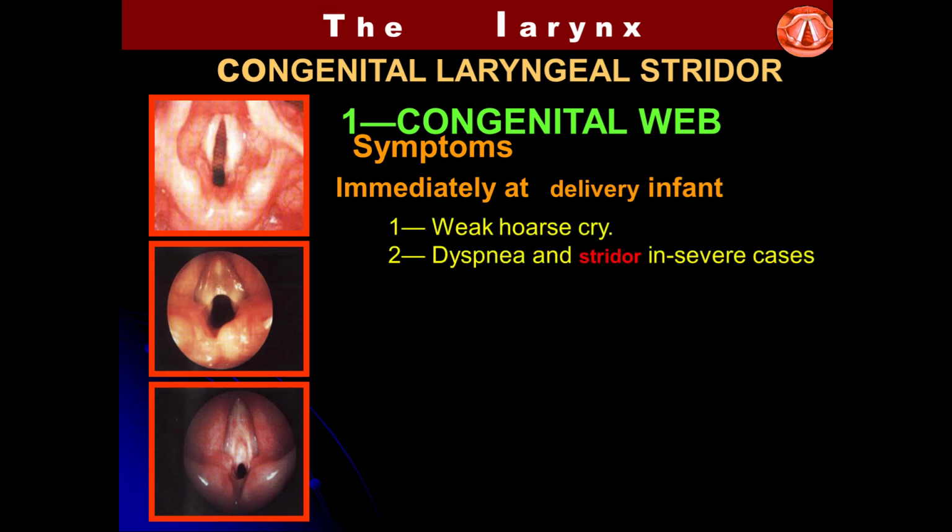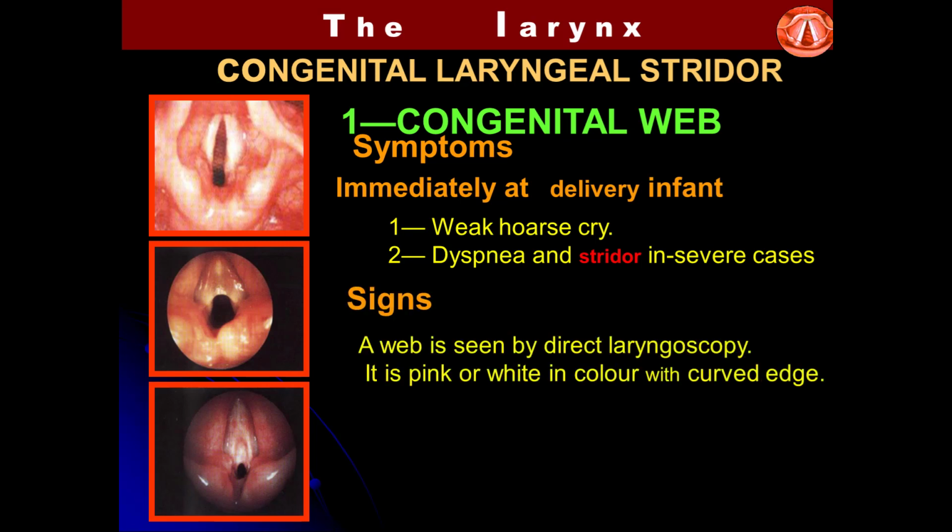As regards the symptomatology, it would differ according to the extent of the web. The upper photo shows a normal larynx, the mid photo is a form of a mild to moderate web, and the lower photo shows a severe degree of web. So this infant usually has what's called a mother complaint of a hoarse cry. In case of extensive web, we would have dyspnea and stridor in severe cases.